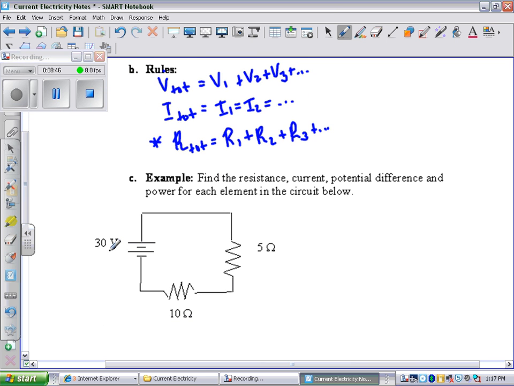I want to find the resistance, current, potential difference, and power for each element in the circuit below. So you need to be able to tell me what's the current through the first resistor, or what's the power used by the second resistor.